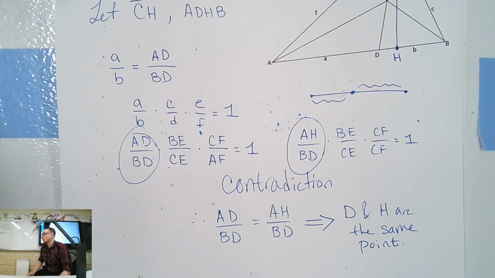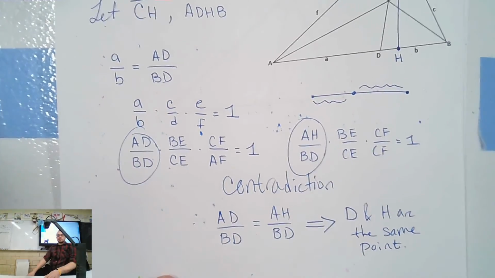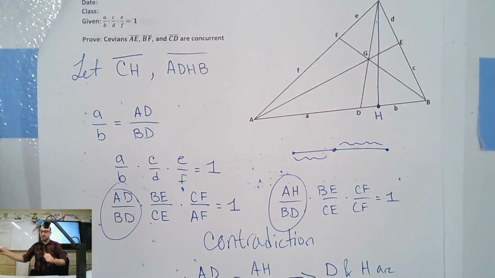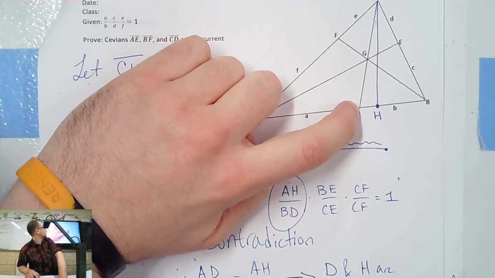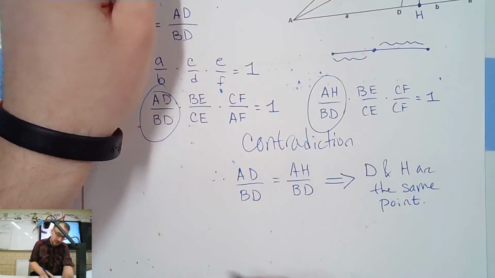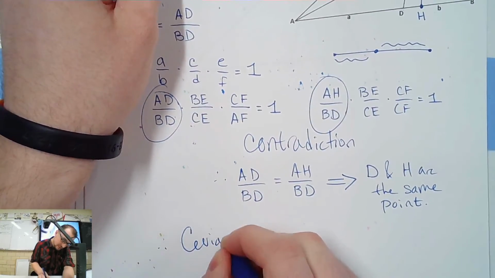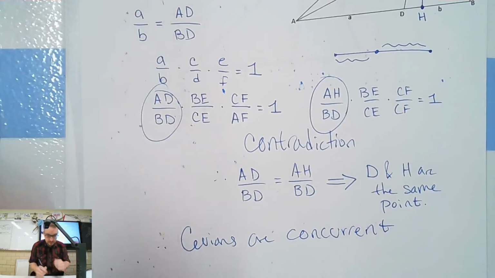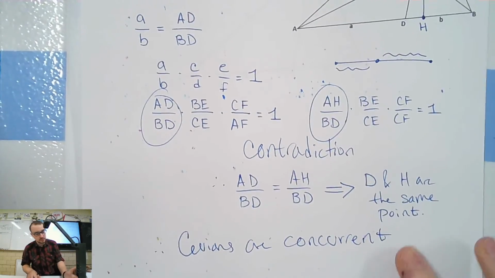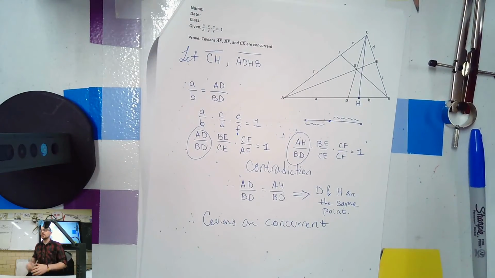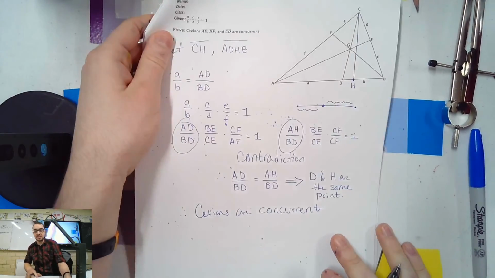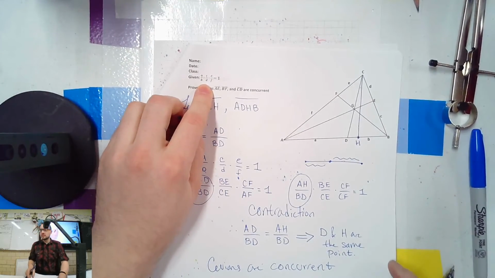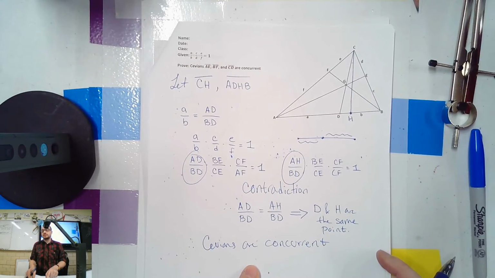And if D and H are the same point, then there must be only one way this works, where the Cevian does go through G. So therefore, Cevians are concurrent. Now, this is not saying all Cevians ever are concurrent, right? I can draw random Cevians all the time. What I'm saying is that if this is true, then the Cevians have to be concurrent.